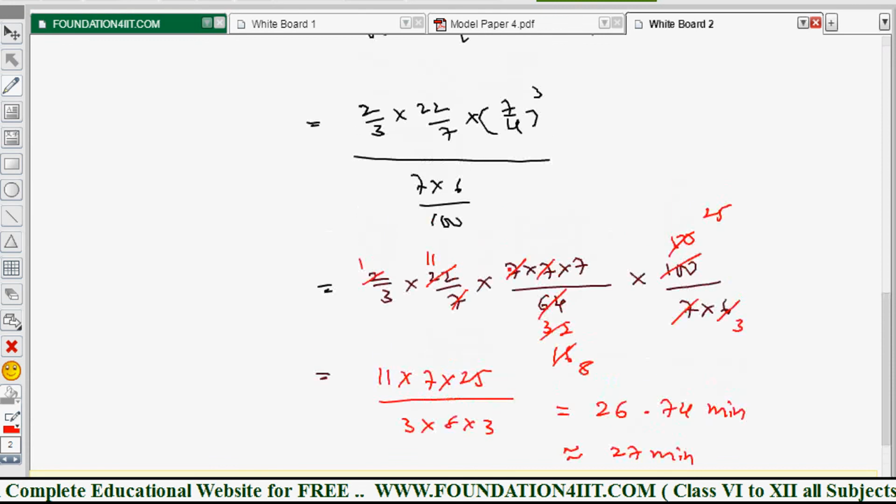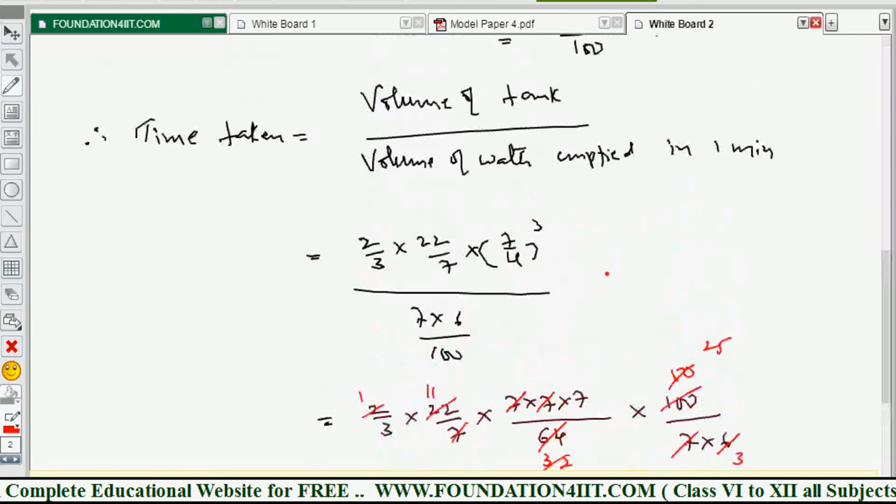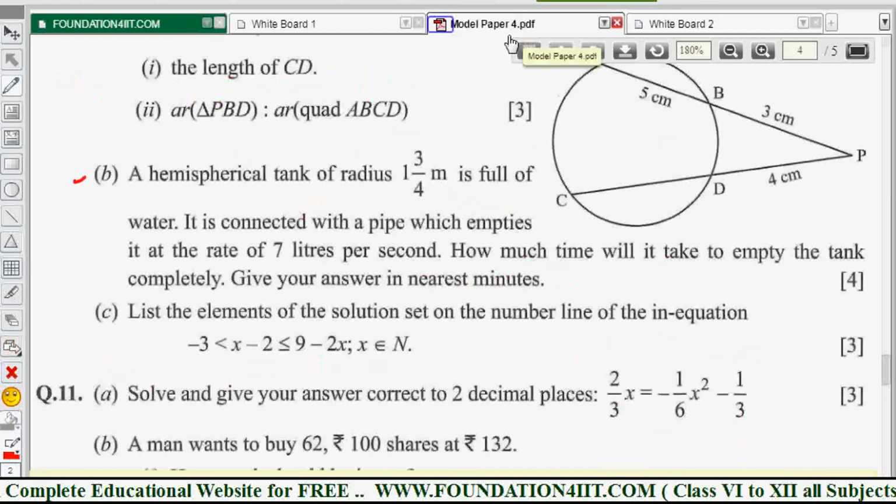Right? This is the formula you apply. Time taken is volume of the tank by volume of the water emptied in 1 minute. Then you can get the problem simple. Okay. So this is about question number 2. Now let us see next one.